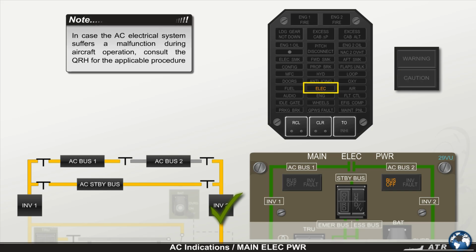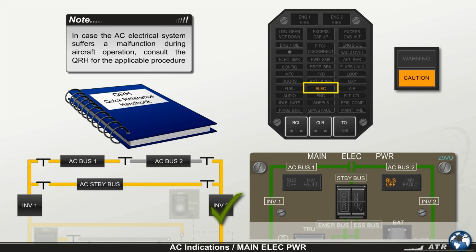Note: in case the AC electrical system suffers a malfunction during the aircraft operation, consult the Quick Reference Handbook for the applicable procedure.